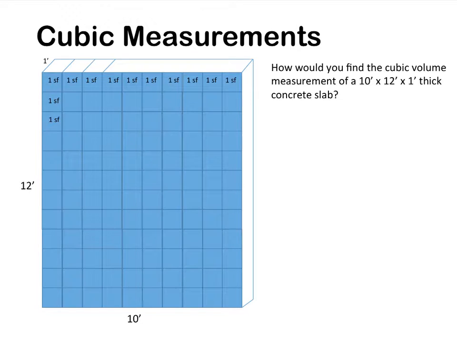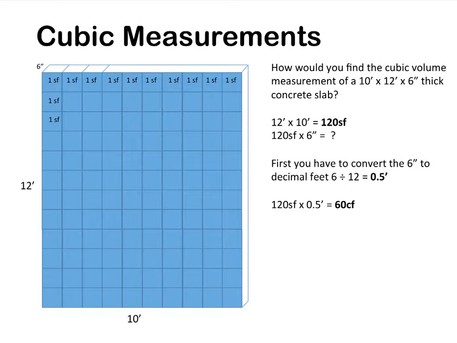So with that concept in mind, take that 12 by 10 area, make it a foot thick, and you would have 120 square feet. Multiply that times 1 foot thick, and you get 120 cubic feet, expressed 120 CF. Note that it's the same numerical value. What changed between the SF and the CF is the type of measurement. We went from square feet to cubic feet.